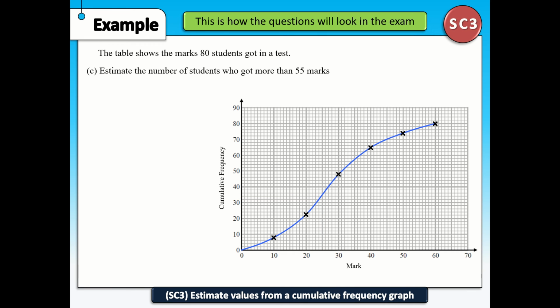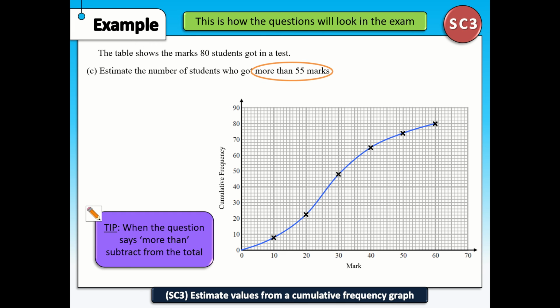This time we want to estimate the number of students who got more than 55 marks. So like last time, we find out where 55 marks is. So it's there. And we go up from 55 to the curve, and then we read across. Now that will tell us, because it's at 77, that there are 77 pupils that got less than 55 marks.